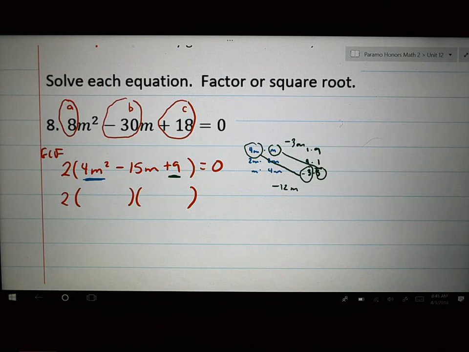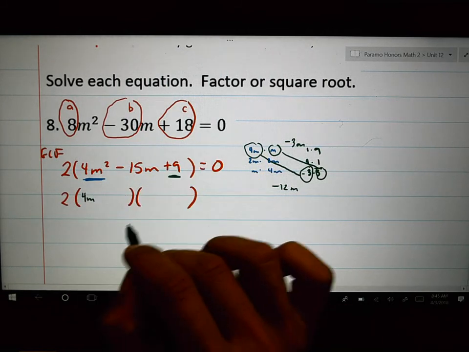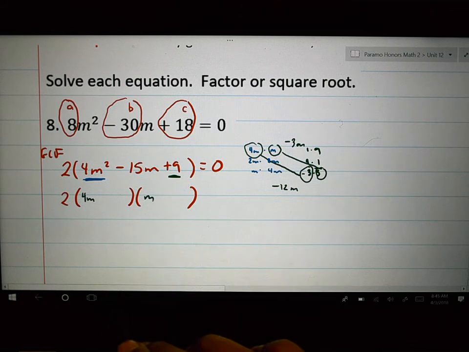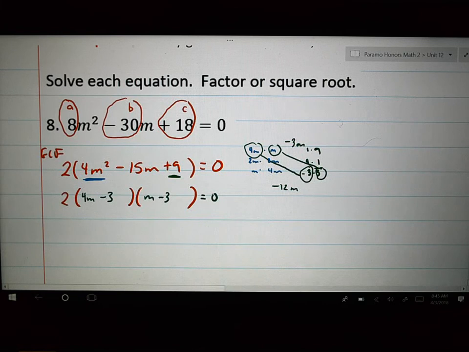So automatically, I'm thinking 4m, m, negative 3, negative 3 equals 0. And I'm curious because you had a chance to talk to your partner. If you and your partner came up with 4m minus 3 times m minus 3 or m minus 3 times 4m minus 3, please raise your hand if you got that. I'm curious. Okay. What that shows me is about 25 to 30% of you remember this kind of factoring.